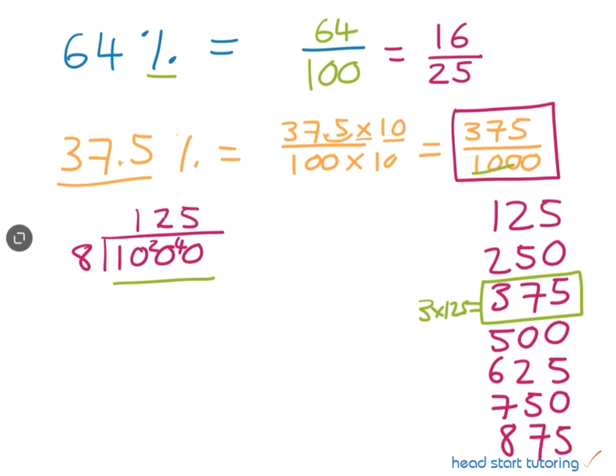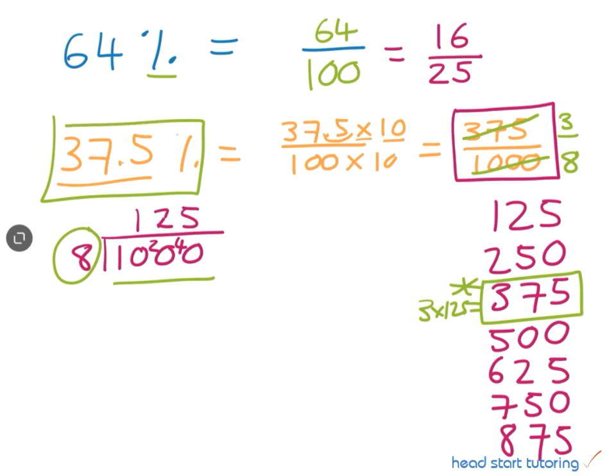So we can simplify this fraction by dividing both the numerator and the denominator by 125. So 1000 divided by 125 gives us an answer of 8. And 375 divided by 125 will give us an answer of 3. So we have a simplified fraction of 3 over 8. So 37.5% as a simplified fraction is 3/8.